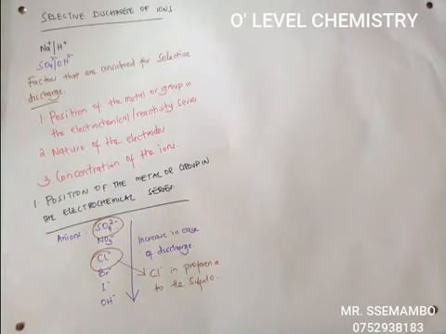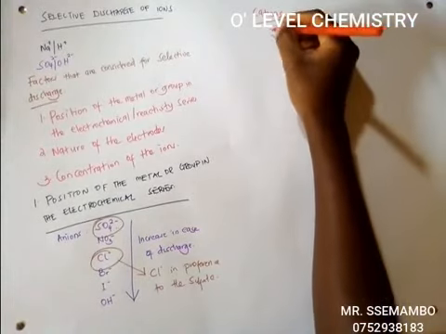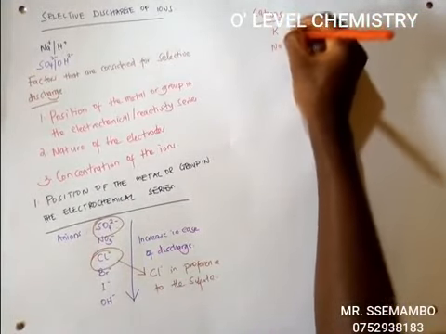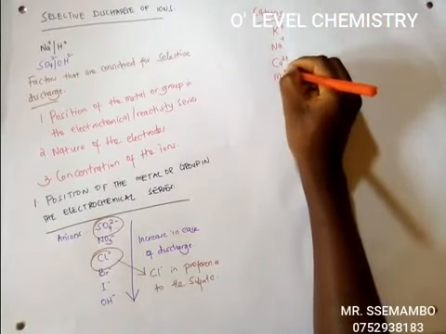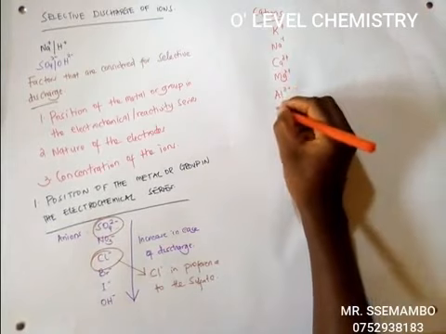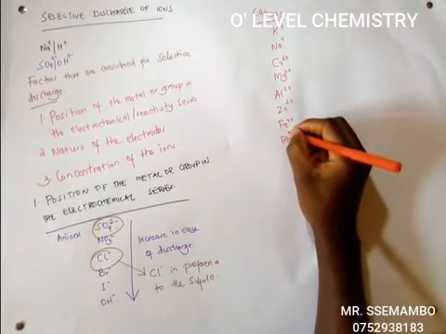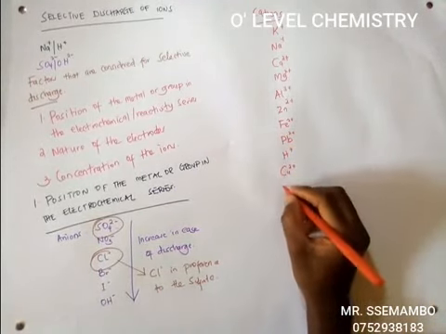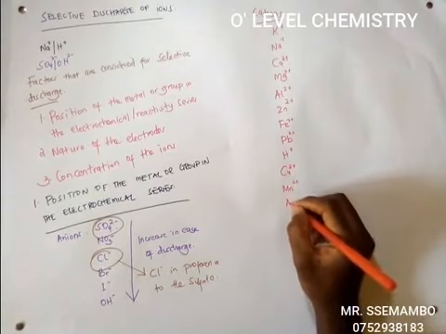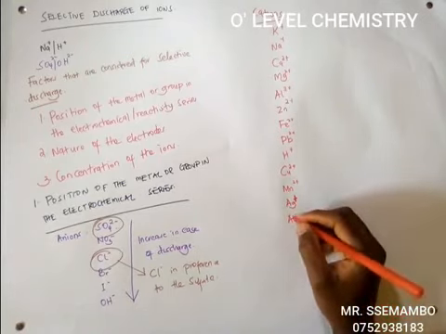When we look at the cations, they are in the order: potassium, sodium, calcium, magnesium, aluminium 3+, zinc 2+, iron 2+, lead 2+, then hydrogen plus, then copper 2+, manganese 2+, then silver, which is plus, and then gold, Au, also a plus.